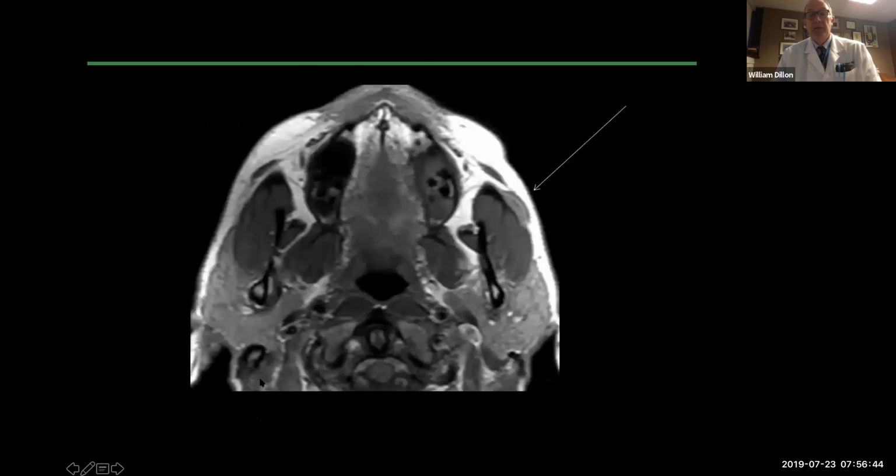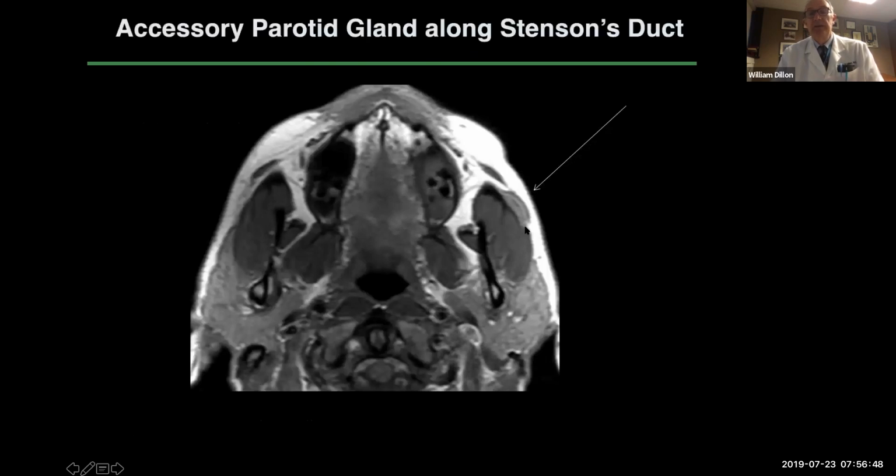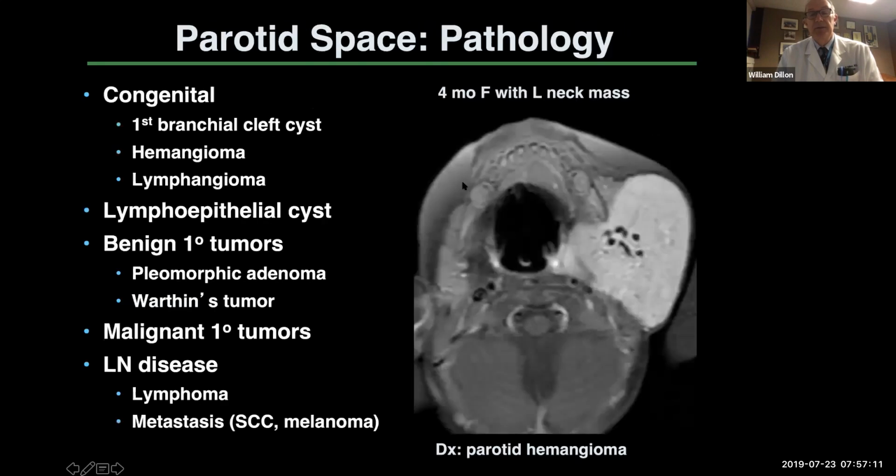Okay. So I mentioned the accessory parotid tissue that is coursing along Stenson's duct and can be a source of tumors and other infections. And also the patient may feel a little nodule here, asymmetrically, and it's nothing more than accessory parotid tissue. Stenson's duct is draining this way and coursing then into the mouth around the masticator space.